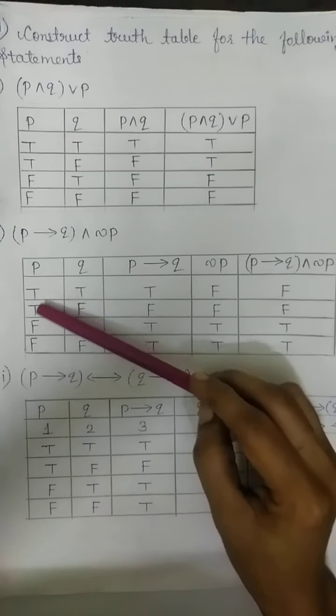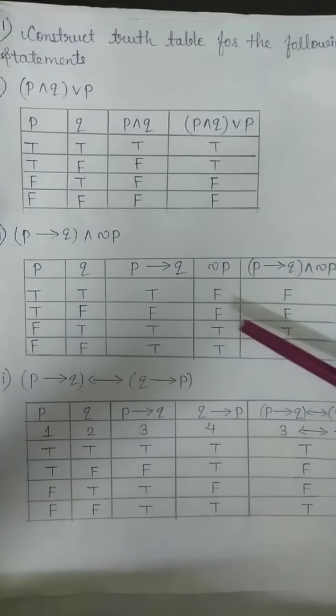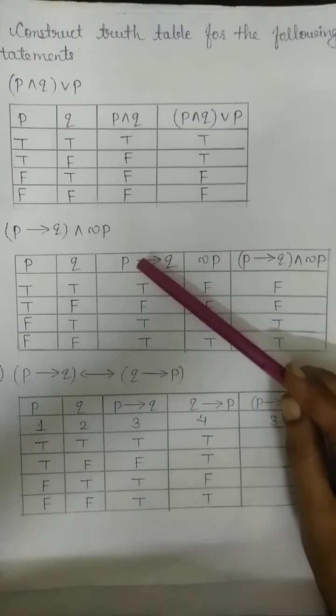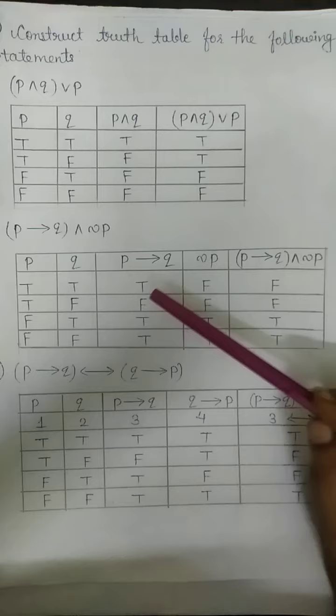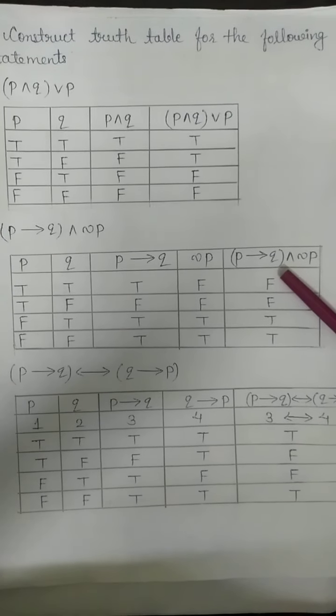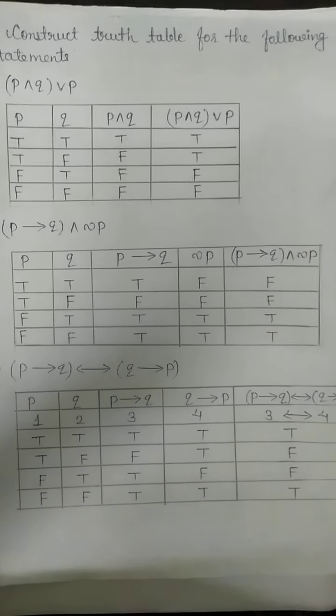So the next column is negation of P. So we are going to negate this column P. T will become F and F will become T here. Now finally this column P implies Q and negation of P. So out of two statements, any one is false, then answer is false. So here we will get F, F and then T, T.